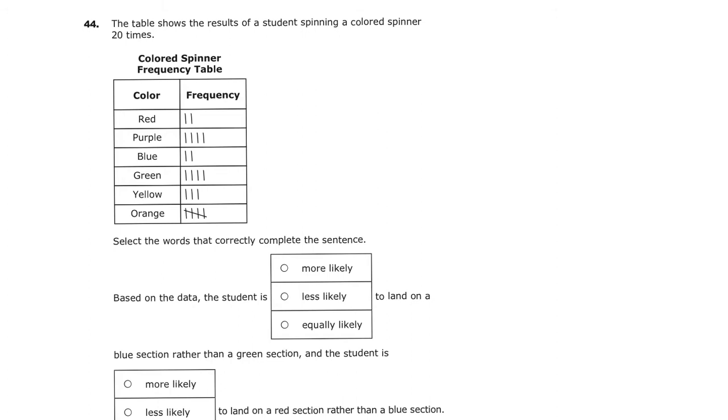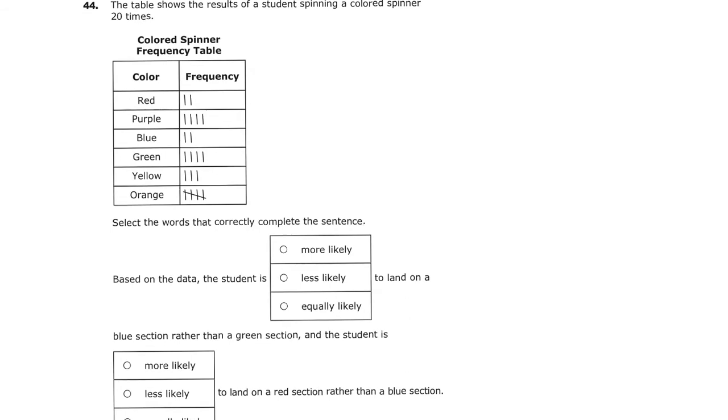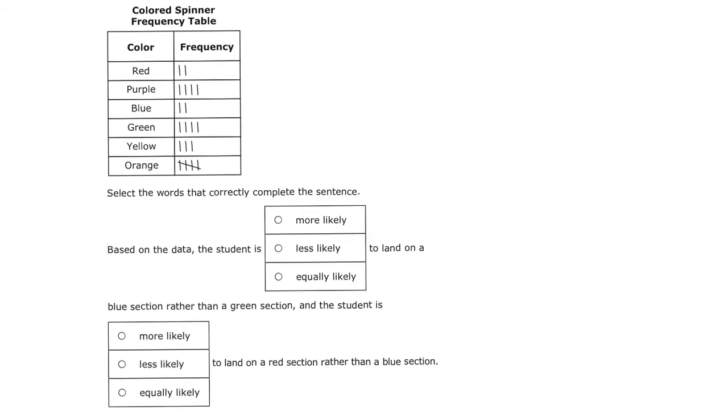All right, 44. The table shows the results of a student spinning a colored spinner 20 times. Based on the data, we want to complete the sentence. So 44. Read the sentence and fill the blank in, please. Brayden. Based on the data, the student is less likely to land on the blue section rather than a green section. Why is that? Because green has more frequency. Good. The green has more frequency than blue.